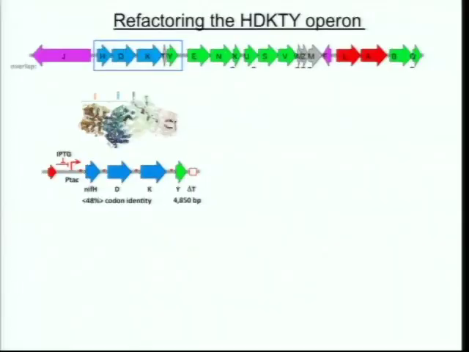Okay, so then we went through a very tedious process that we spent the first really 3 years of this project just trying to re-engineer the first operon in this system. And this is the HDKTY. It's the main structural proteins. It's less than 5,000 base pairs. It only has 4 genes. Each of those genes is codon optimized, and so on.